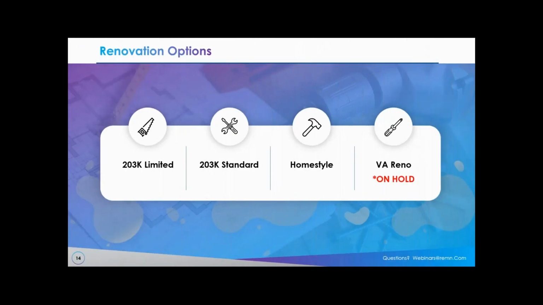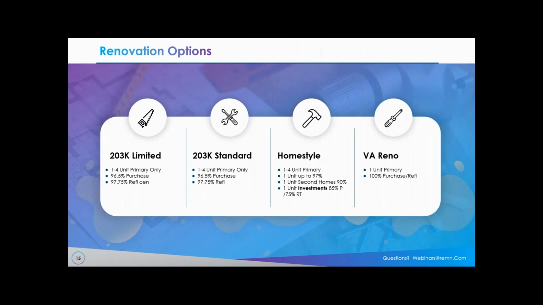So let's talk about what we have to offer here at REMN Wholesale. We have the 203K Limited, the 203K Standard. Okay, one is for limited work under 35K. The other is for work involving a HUD consultant over 35K, possibly structural. We have the Fannie Mae HomeStyle. And lastly, we have the VA Reno, which is on hold. We can't do that right now. VA has that on hold.